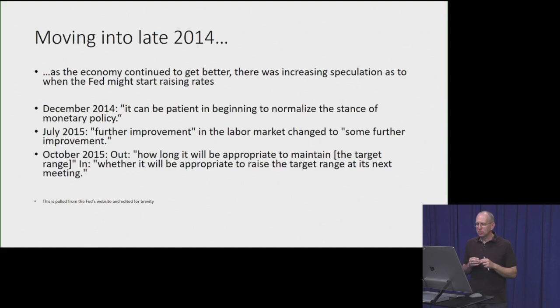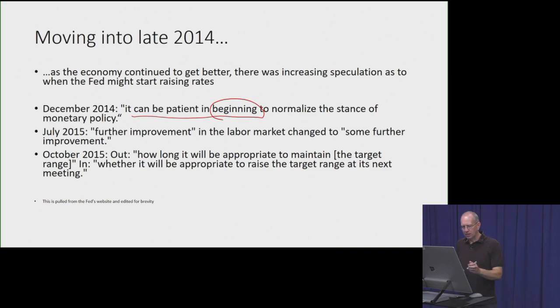Now, moving into late 2014, the economy was getting better. And there was a lot of speculation as to when the Fed would move the federal funds rate off of the zero lower bound. In other words, when they would start raising interest rates. And so it turns out that the Fed started changing its language. So for example, in December 2014, it said it can be patient in beginning, so the key word beginning, to normalize the stance of monetary policy. In other words, moving the federal funds rate upward.